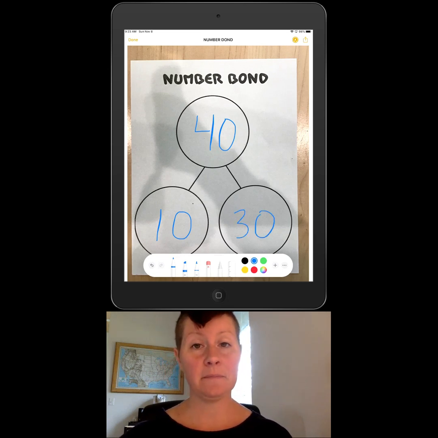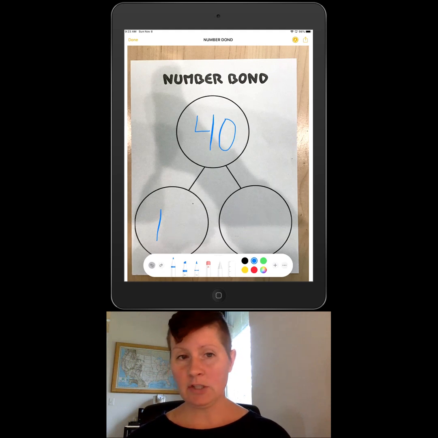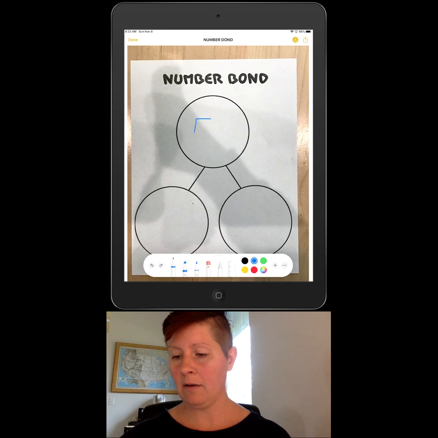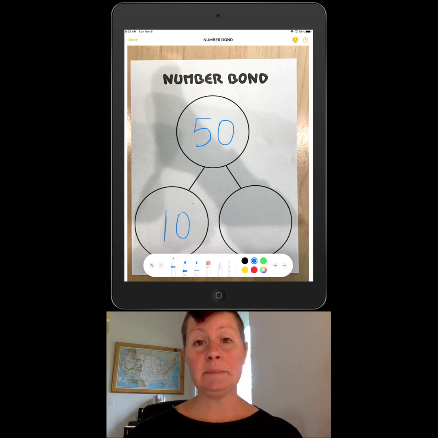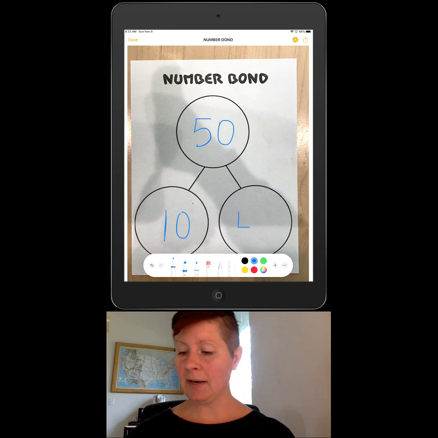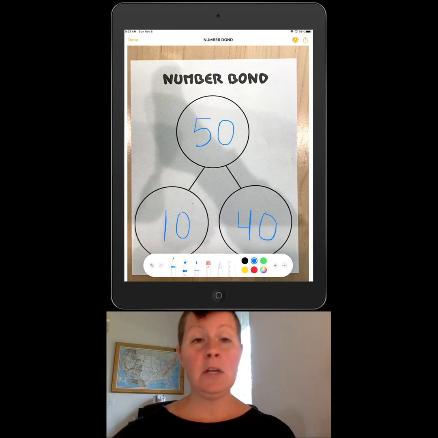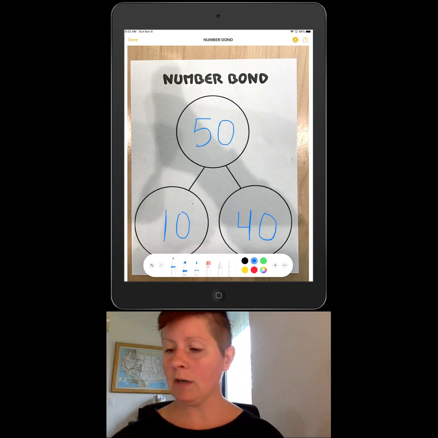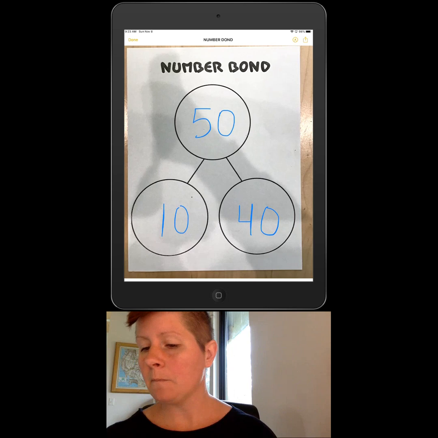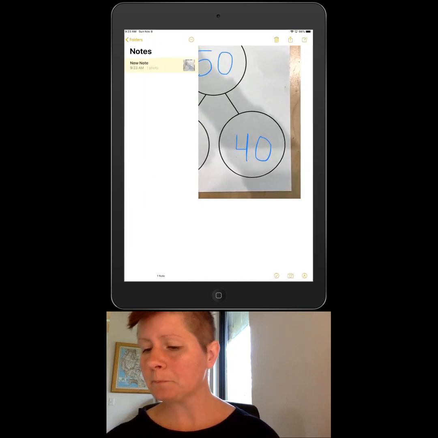30. Okay, so let's try another one. What if I chose the number 50? I took 10 out. What would I have left? That's right, 40. So eventually I want you to be able to do these quickly within your brain. And once you get that concept down, then we're going to move on to the subtraction part.